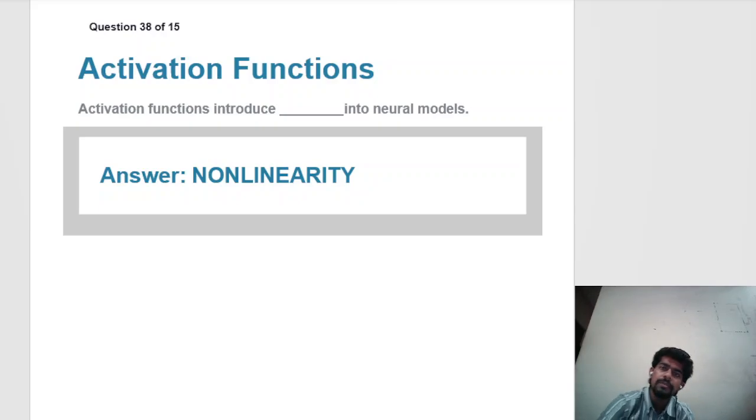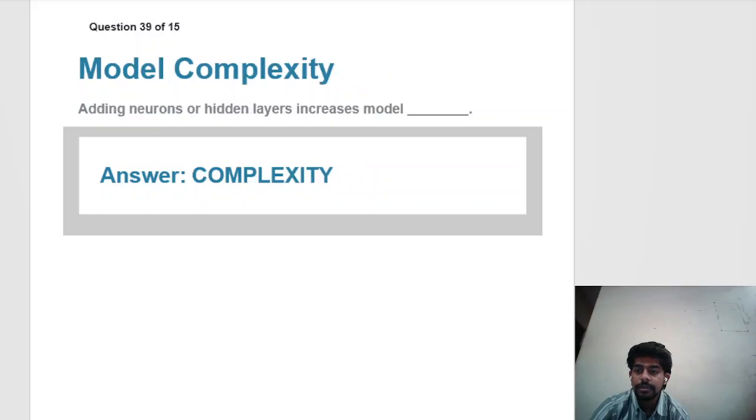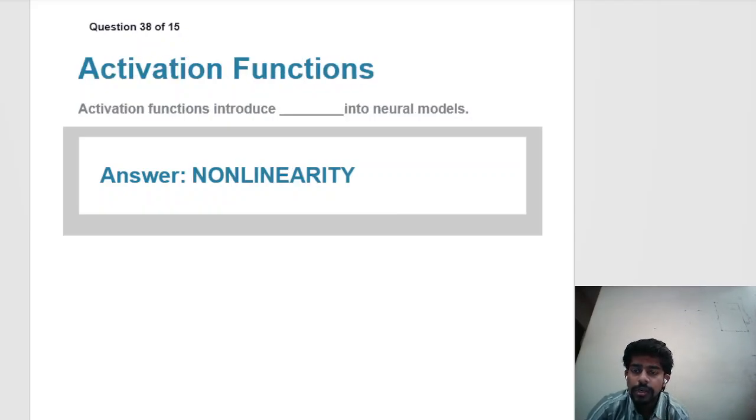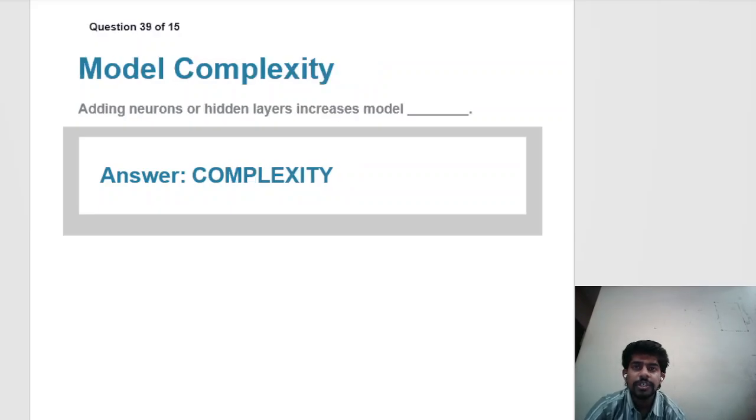It is about activation functions. Let's read it. The activation function introduces dash into neural network models. The answer here is non-linearity. Activation functions are actually crucial. Without them, neural networks would just be linear models. And let's see why non-linearity matters. Because it enables learning complex patterns, makes networks universal approximators, allows hierarchical feature learning. Next question.